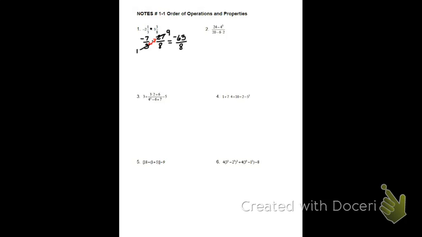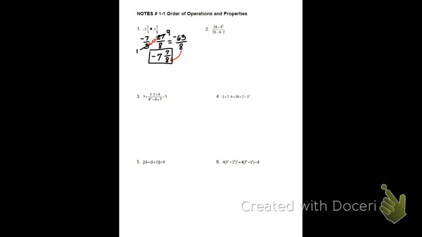So this is an improper fraction that can be changed into a mixed number. You could either leave it as that answer or change it. 8 times 7 is 56. You have 7 left over, and you always keep the denominator. Remember, when changing back to a mixed number, the denominator stays the same. So your answer for this one is negative 7 and 7/8.